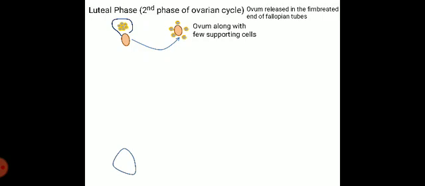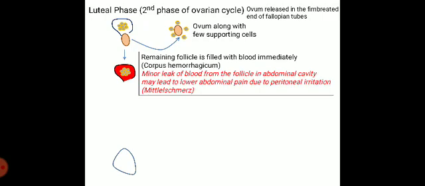In the luteal phase, the ovum is released at the fimbriated end of the fallopian tube. The ovum along with a few supporting cells is released, and the remainder of the follicle is filled with blood immediately, and it is known as the corpus hemorrhagicum. A minor leak of blood from the follicle into the abdominal cavity may lead to lower abdominal pain due to peritoneal irritation.